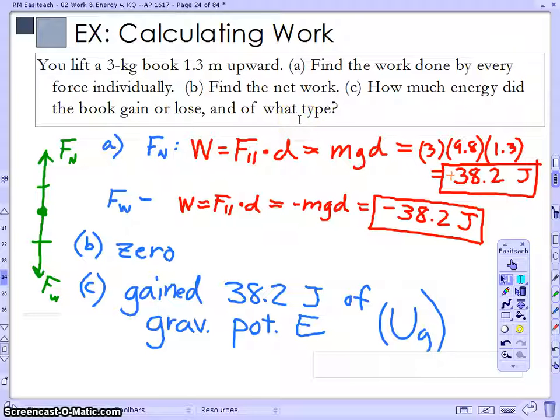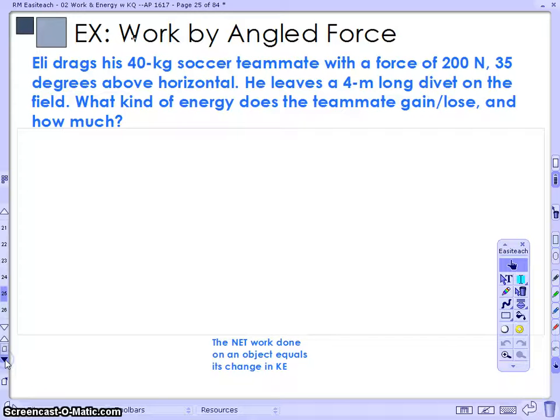To segue from part 1, this is part 2 of the work and energy intro. The object, in this case a book, gained potential energy, even though, yes, it's true, the net work is 0. But the work done by gravity was negative, and that's sort of like the price you pay for gaining the potential energy. It's a very loose, not quite rigorous way of thinking about this.